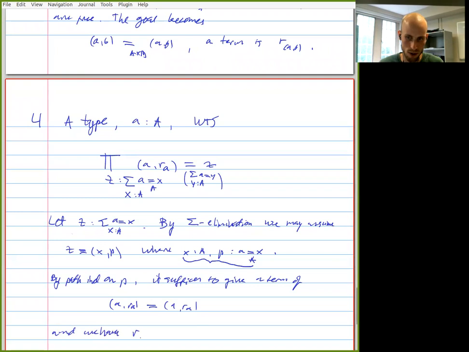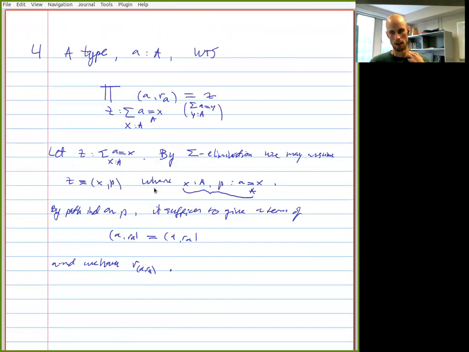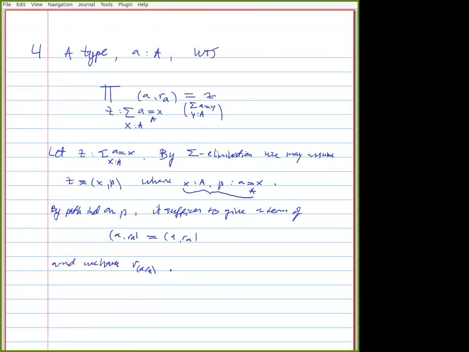Which is refl at this pair. And so we've supplied a term that's needed for the elimination principle. So we get a dependent function like this.